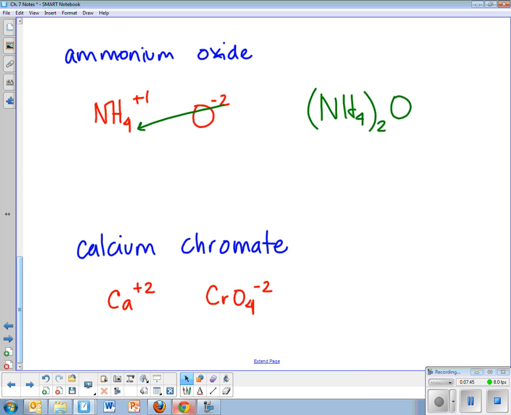So when you combine them, you only need 1 of each. Be careful. You don't want 2 of these and 2 of these because they're both 2. You can reduce it. So our formula would be CaCrO4. And we only have 1 polyatomic ion, so we do not write parentheses around it. That is how you write a formula given a name for an ionic compound.